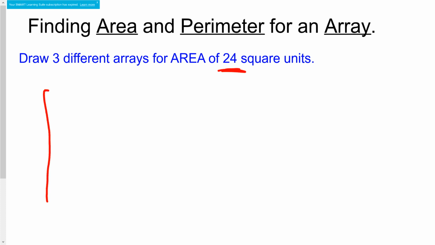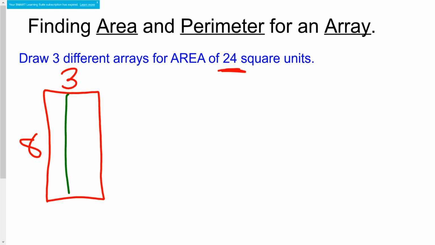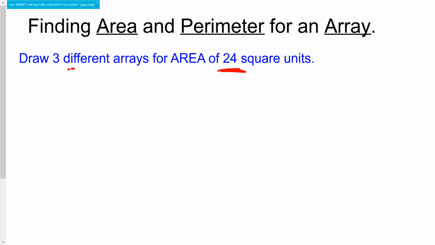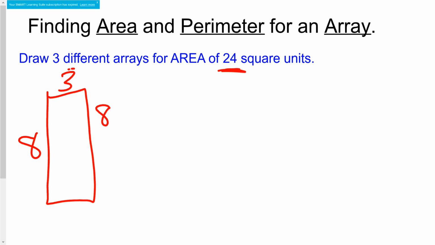So one array I could draw would be 8 by 3. Now if I wanted to, I could draw in the lines to show all the squares. I'm not going to do that because that's too time consuming. So all I'm going to do is just draw the outside of the array. So let me quickly draw that again. 8 by 3. So this array is 8 times 3.